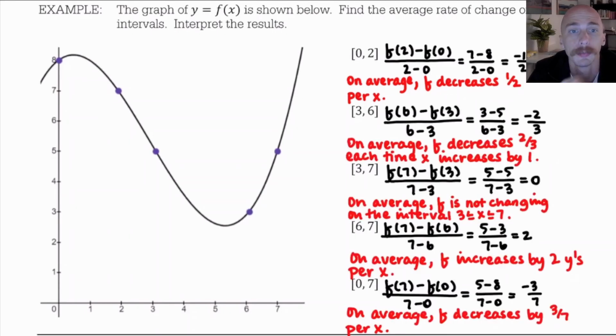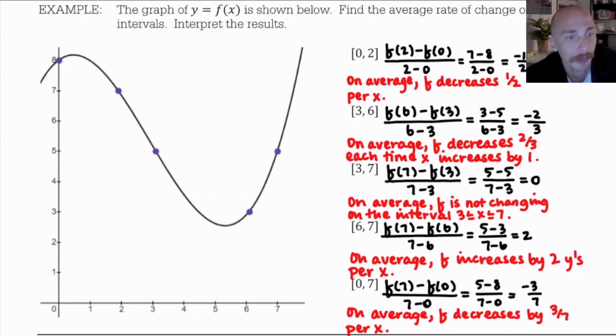Alright, there they are. Okay, so that was a lot of fries overrun, at least it was for me. But I think that was good for us. I wrote it a couple of different ways. In the second one I said on average f decreases 2/3 each time x increases by 1. That's true. The one where the average rate of change was 0, I said on average f is not changing.